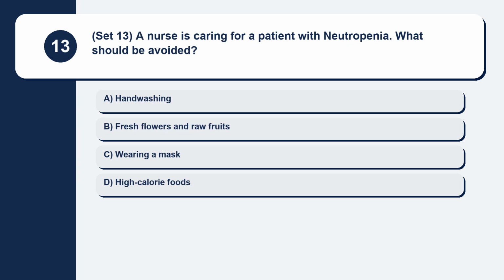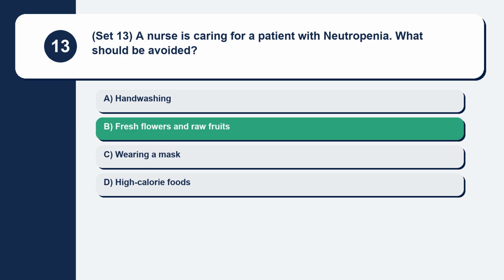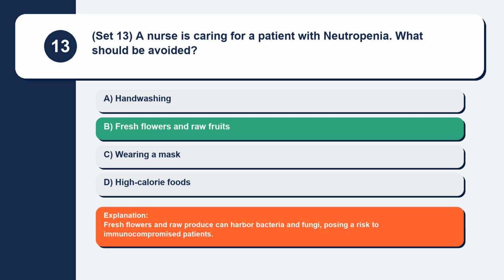Question 13. Set 13. A nurse is caring for a patient with neutropenia. What should be avoided? Hand washing, fresh flowers and raw fruits, wearing a mask, high-calorie foods. Fresh flowers and raw produce can harbor bacteria and fungi, posing a risk to immunocompromised patients.